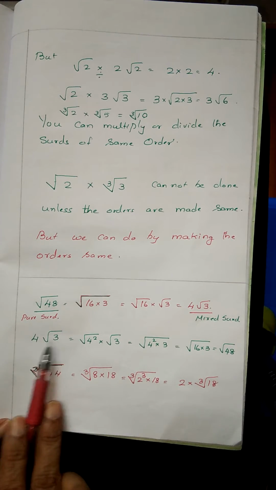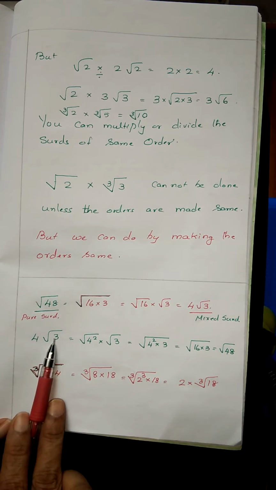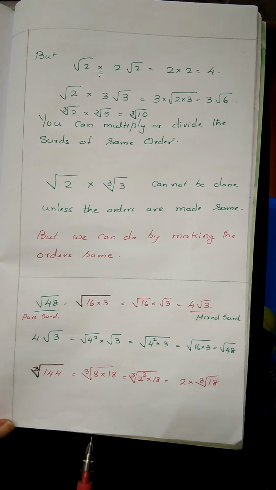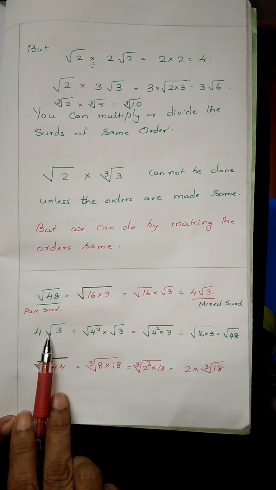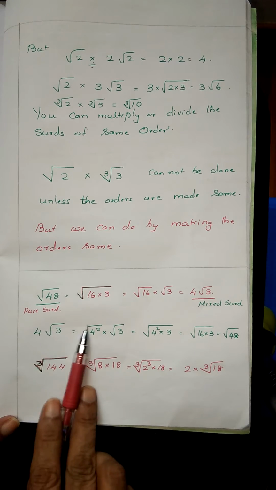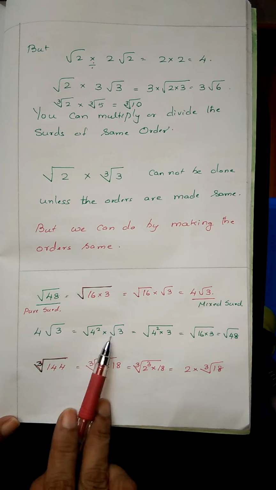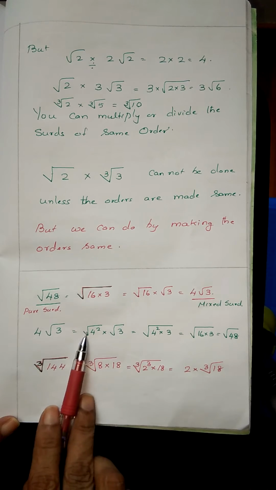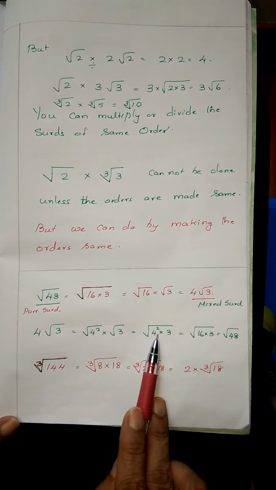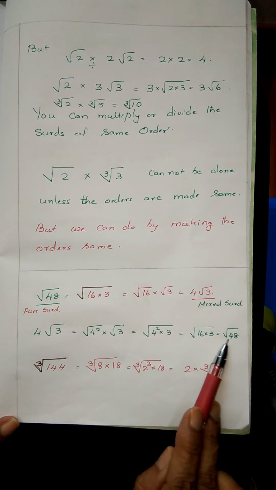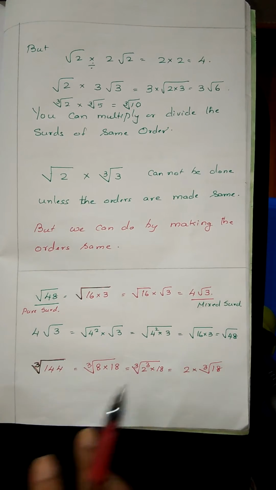Similarly, 4 root 3 is a mixed surd, and you have to convert it into a pure surd. For that, because the order is 2 here, we will write this as root of 4 squared into root 3. Now the order has become the same, 2. So now you can take it together. It will become 16 into 3, 48.